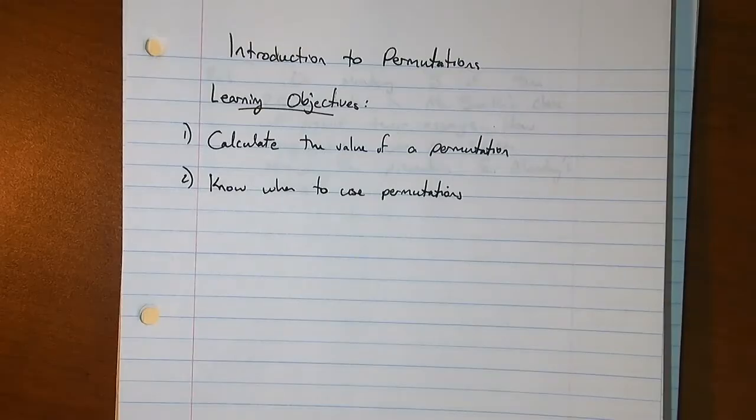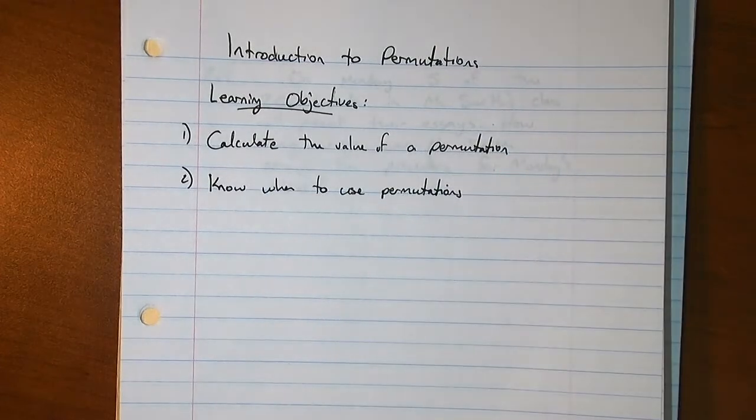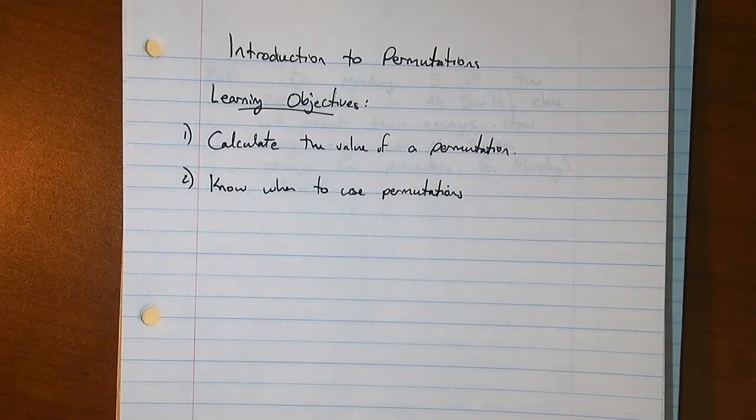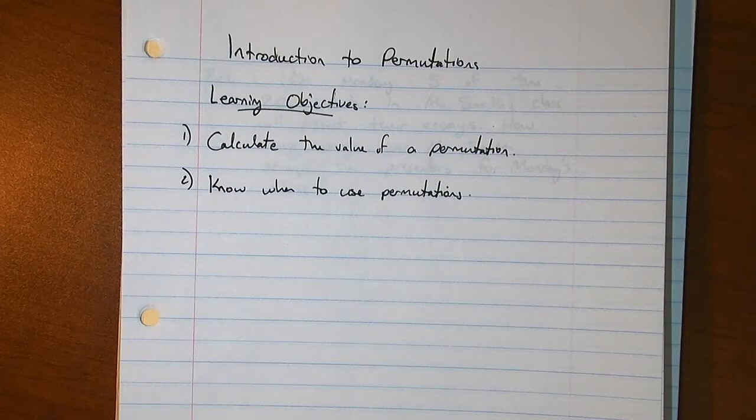Learning objectives here. First one is just to be able to calculate the value of a permutation. For our class, I'm just simply going to show you how to do that on a calculator. There is a formula for that, and if you do a little research on the internet, or if you can find a math book, you can find that formula. It's not a particularly hard formula to use. But for our class, and considering that we're running short on time for the school year, I'm just going to show you how to do that in the calculator. And then the other thing that we'll need to know is when to use them.